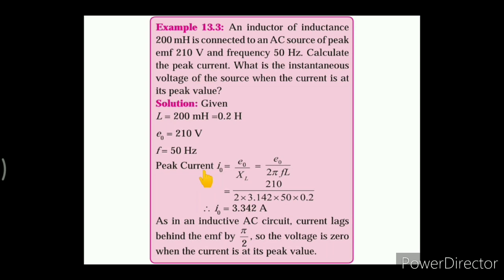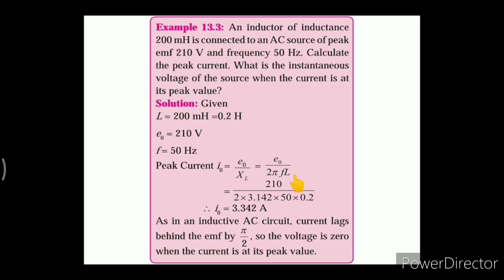For the peak current, we have the equation I0 is equal to E0 upon omega L, where omega L is nothing but the inductive reactance. So current is equal to EMF upon the opposition offered by the inductor. So maximum current I0 is equal to maximum voltage E0 upon the inductive reactance XL. The value of XL is omega L, and omega is 2 pi F. So I0 is equal to E0 upon 2 pi F L.